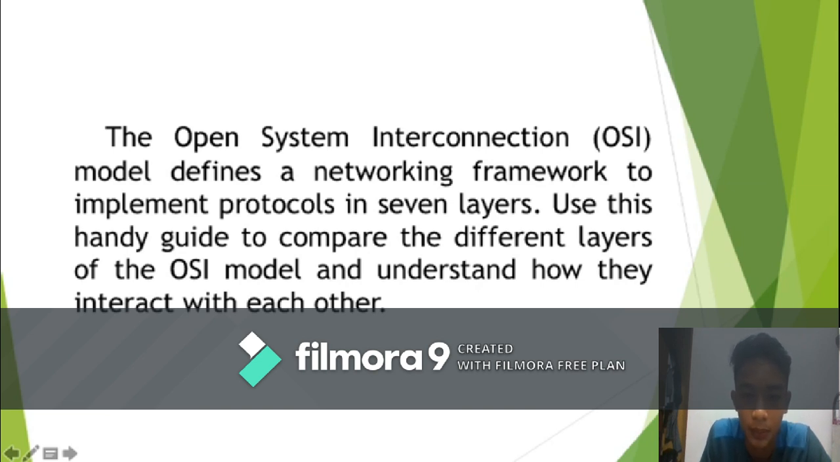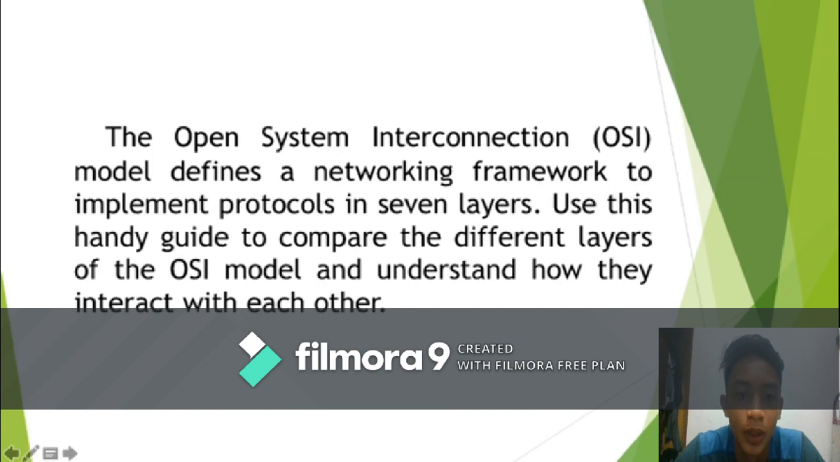In this model, layers 1 to 4 are considered the lower layers, and layers 5 to 7 are called the upper layers, which contain application level data. The network operates on one basic principle: pass it on. Each layer takes care of a very specific job and then passes the data onto the next level.